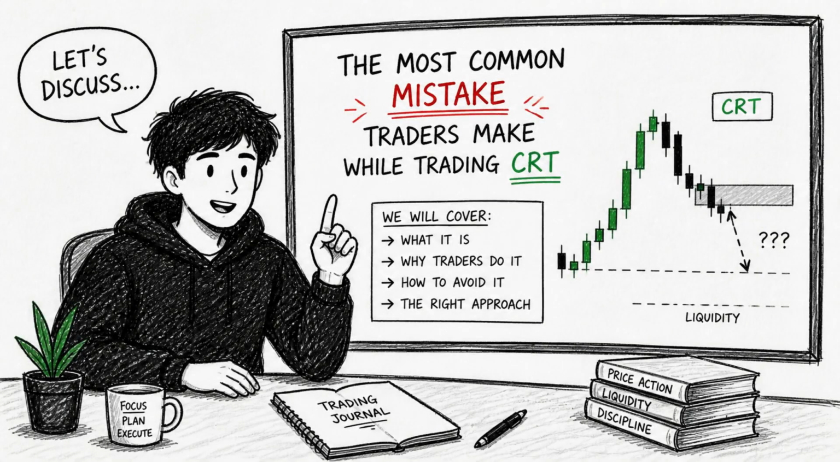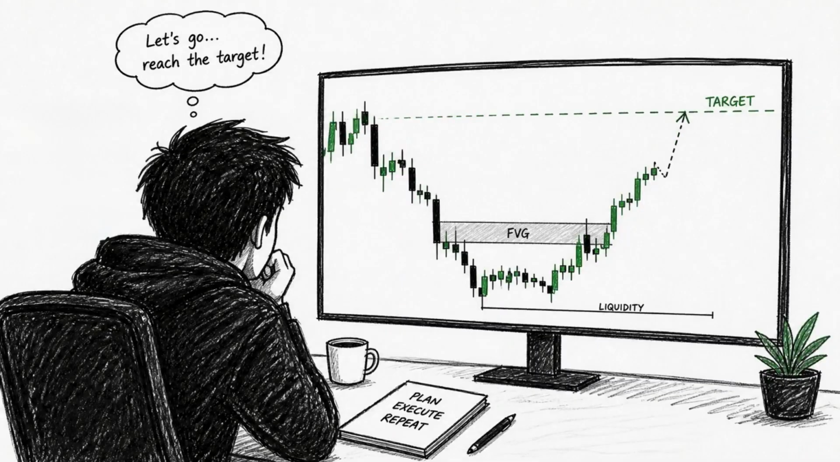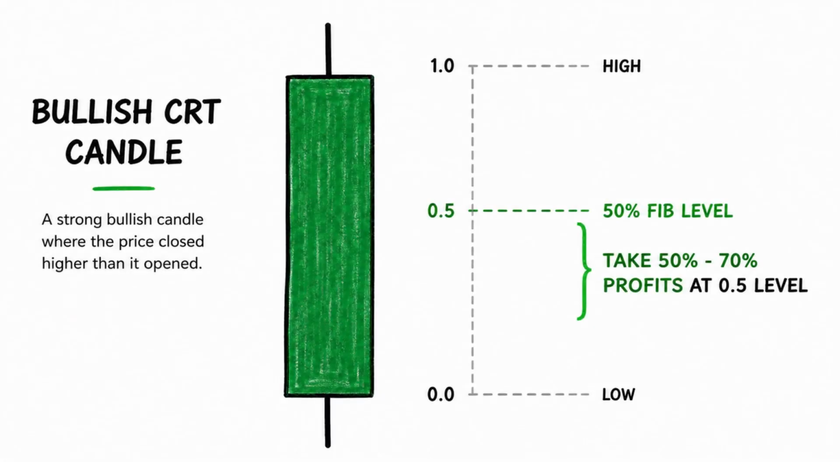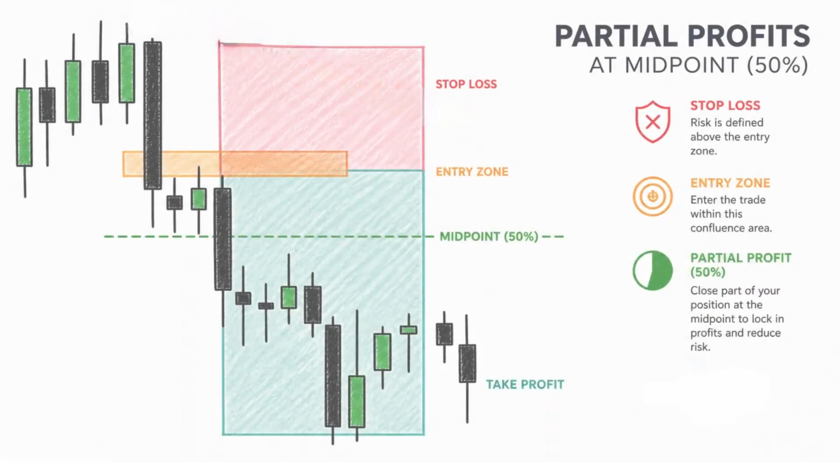Now let's talk about a mistake that almost every beginner makes when trading CRT. They hold their trades all the way, expecting price to fully sweep the opposite side every single time. And while that can happen, it doesn't always happen. If you always wait for full targets, you'll often watch winning trades turn into break-even or even losses. A smarter approach is to take partial profits. One common method is using the 50% level of the candle, also known as the 0.5 Fibonacci level. When price reaches that area, you can close a portion of your trade and reduce your risk.